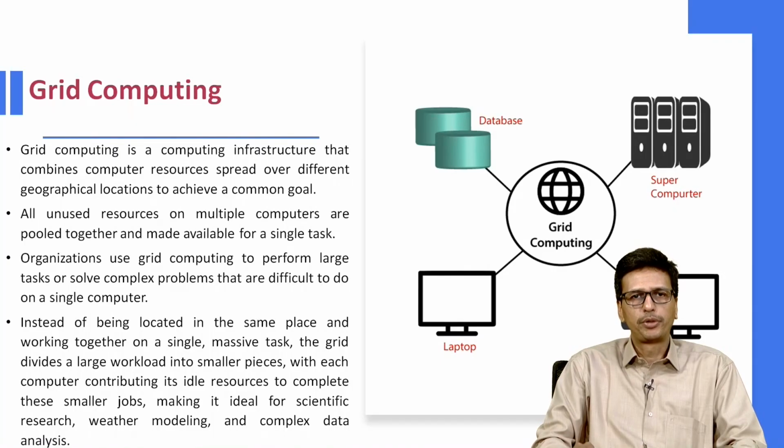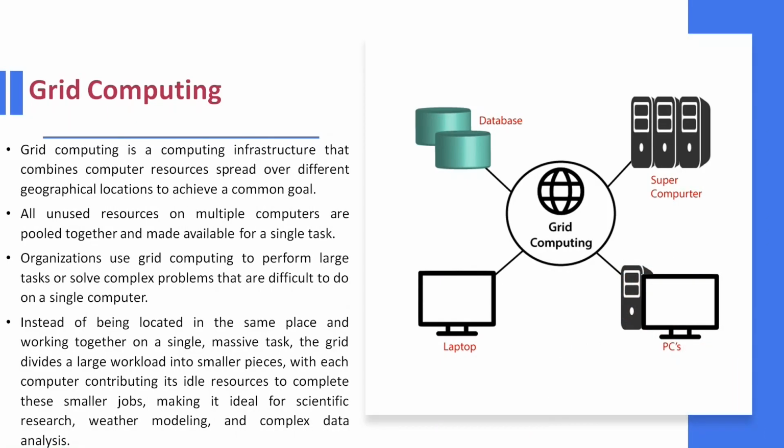Now let us start with grid computing. So first of all, what is grid computing? Grid computing is a computing infrastructure that combines computer resources spread over different geographical locations to achieve a common goal. You can observe in the figure, for example, you require access to multiple resources, and suppose not all the resources are utilized. In that case, you collect all those unutilized resources, combine them together, and perform some task with the free resources available. That is the main fundamental of grid computing.